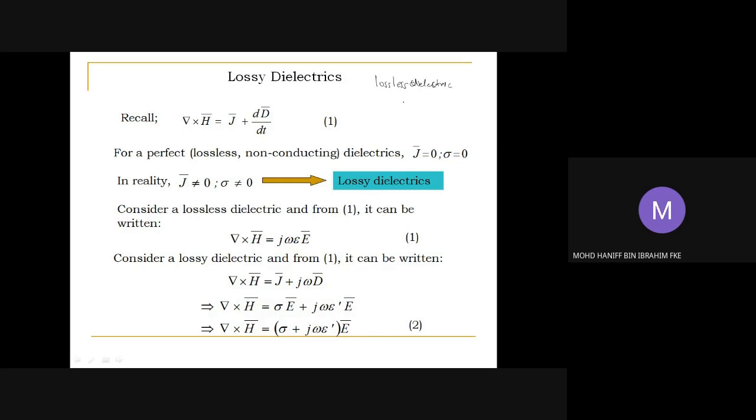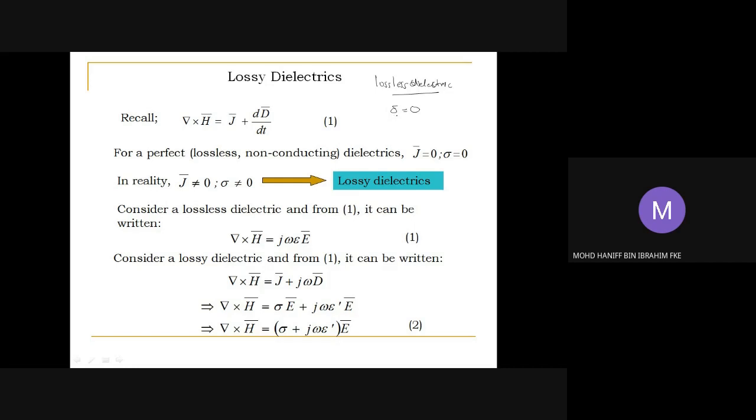So for the case of lossless dielectric, the sigma, which is the conductivity of the dielectric, is equal to 0. It means that it does not incur any losses, because basically the conductivity, sigma, is what contributes to the loss of the dielectrics. So if we have a lossless or perfect dielectric, sigma will be 0.